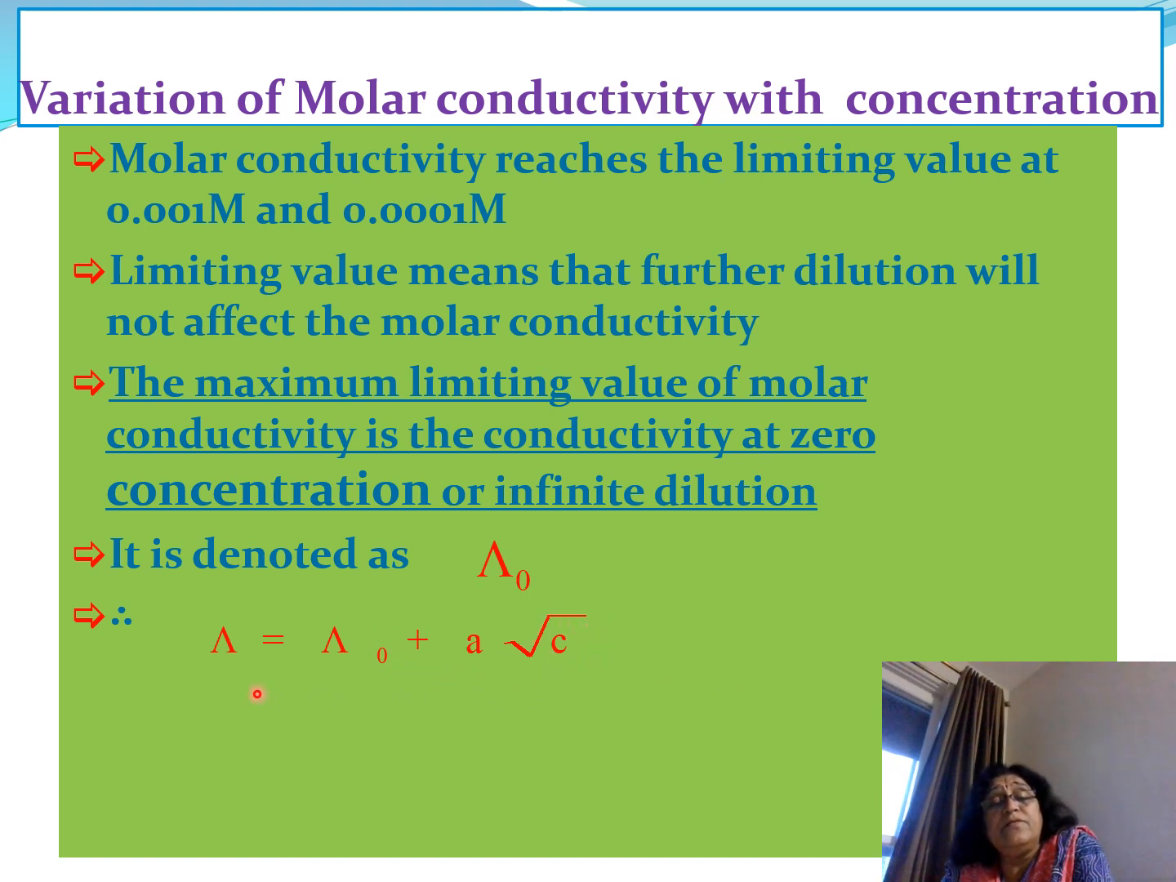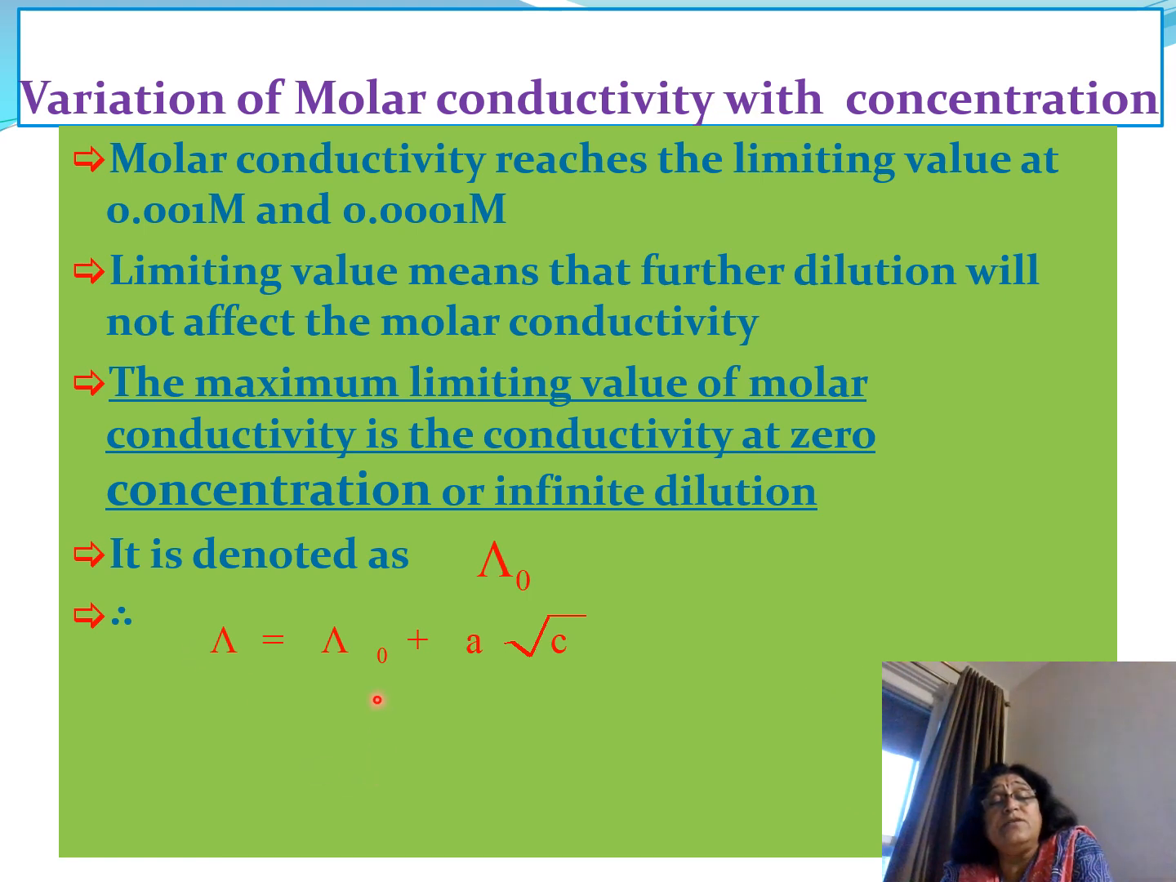This is the Debye-Huckel-Onsager equation. This means the molar conductivity at a particular concentration. Lambda naught is the molar conductivity at infinite dilution, C is the concentration, and A is the constant. So when you see the graph of the strong electrolytes, lambda at any particular C, lambda 0 is calculated from the graph, and square root C, and putting the value of A, you can get the molar conductivity at a particular concentration.